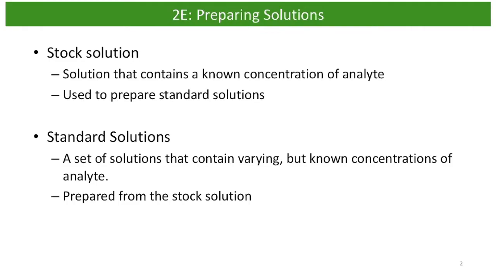Standard solutions are a set of solutions that contain varying but known concentrations of your analyte. For example, if you are doing the copper analysis, you might make 1, 2, 3, 4, 5 parts per million standard solutions, and then those solutions will be analyzed along with your unknown solutions. And again, a standard solution is prepared from the stock solution.